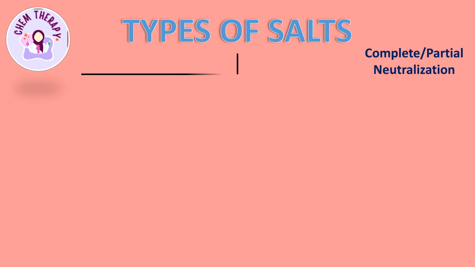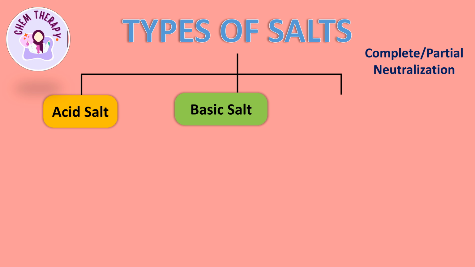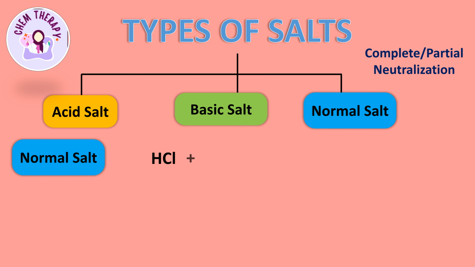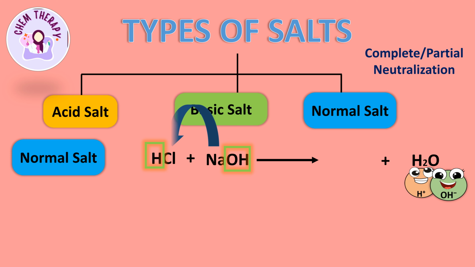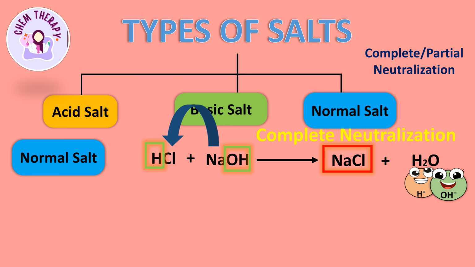On the basis of either complete or partial neutralization, there are three types of salts: acid salt, basic salt, and normal salt. If we are reacting 1 mole of each HCl and NaOH, there are equal amounts of hydrogen and hydroxide, which completely neutralize each other to form H2O, while sodium ion and chloride ion react to form salt NaCl. This salt is formed as a result of complete neutralization and does not contain any hydrogen or hydroxide in it. Hence, it's a normal salt.